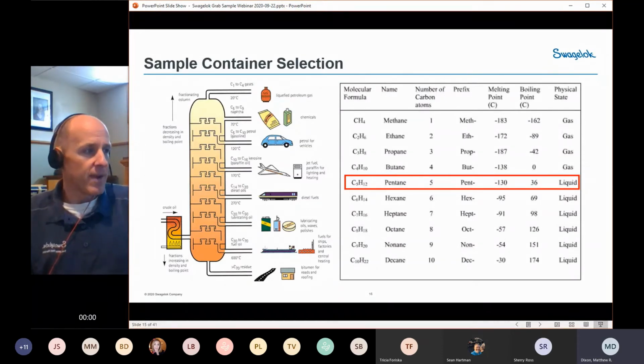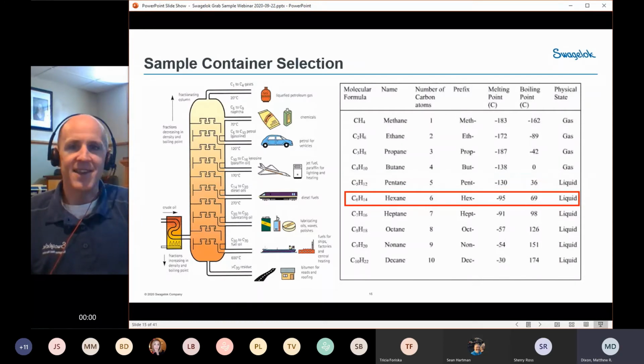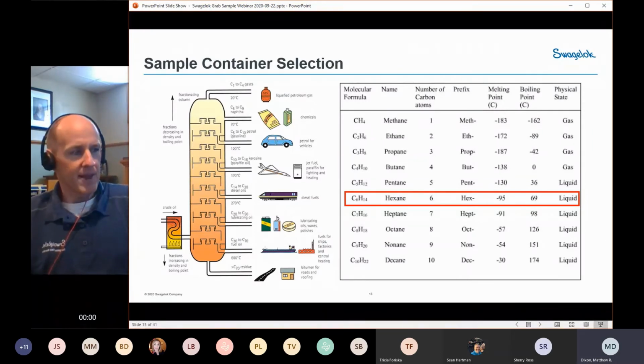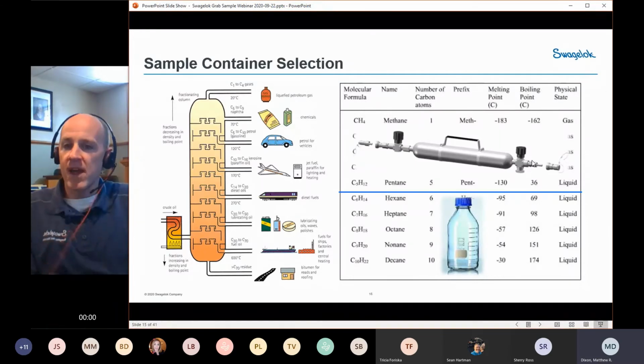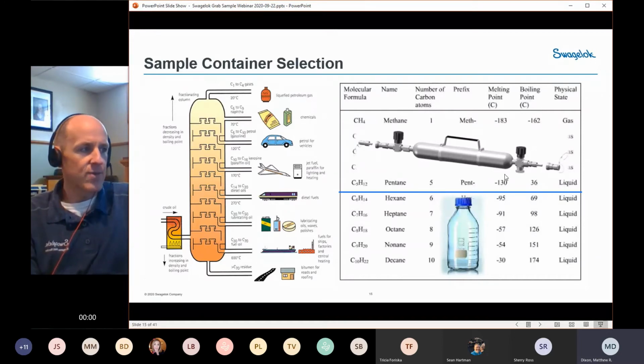volatile sample. Compare that to hexane, the one below it, 69 degrees C. Okay, that's quite a bit warmer. It definitely doesn't get up to 69 degrees C here or anywhere else on this planet. So I think that's pretty safe to say that is a non-volatile sample. So that's about where we would draw the line here. So between hexane and pentane, that's a good place to draw that line. So anything below that, we could pretty safely take a sample in a bottle and not have to worry too much about that sample changing phase on us. Whereas up above, anything above that line, that's where we need to worry about containing that sample a little bit better. And so in that case, we would probably want to use a sample cylinder.